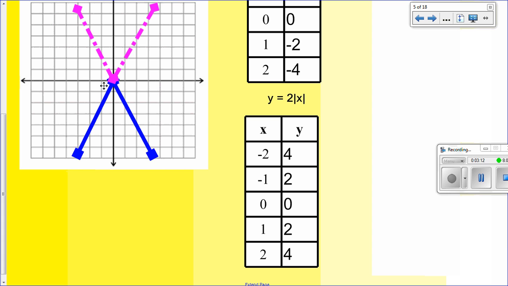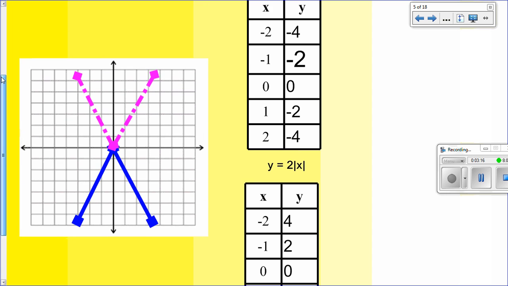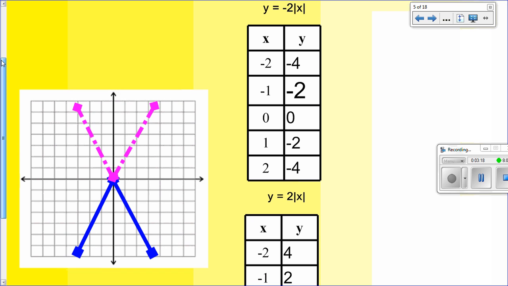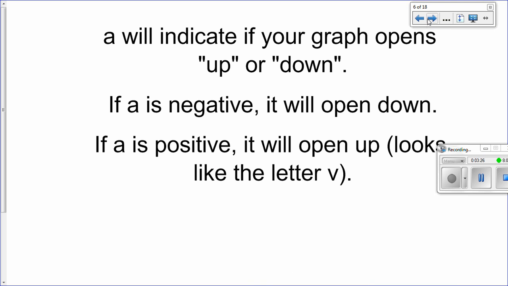Do you notice the difference? The purple one is y equals 2 times the absolute value of x. The blue one is y equals -2 times the absolute value of x. The A will indicate whether or not your graph opens up or down. If A is a negative number, it will open down. If it is positive, it will open up, and it will look like the letter V.